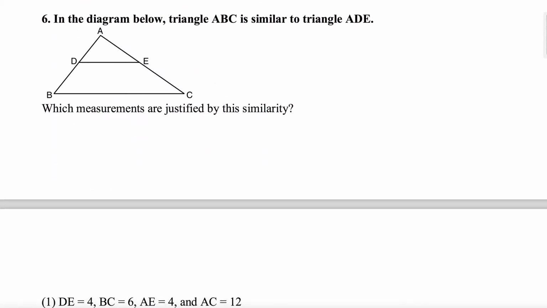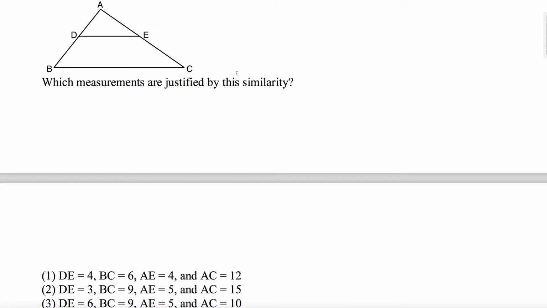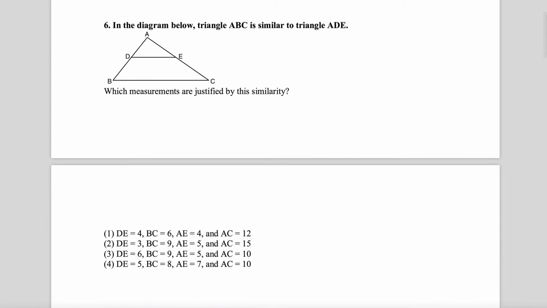Okay, this is another similar triangle situation. So let's look at it. It says, which measurements are justified by this similarity? So the rule here is that they should be in proportion. Again, similar to how we saw it last time. So let's see if we're able to figure this one out. So you have option 1, DE is 4 is to 6 as 4 is to 12. What you should just do on these is 4 divided by 6 equals 4 over 12? Doesn't work. 3 over 9 is equal to 5 over 15.